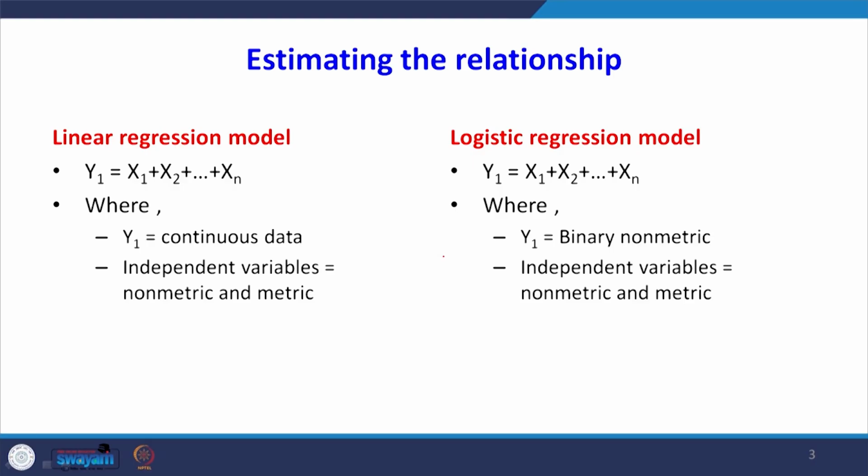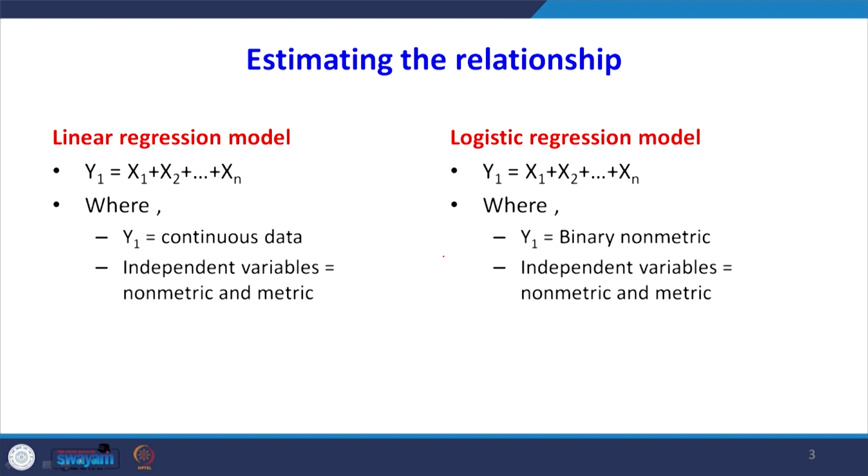We will see the first difference, estimating the relationship. When you look at the linear regression model, we used to write y1 equal to x1 plus x2 plus and so on up to xn, where y1 is continuous data, that is the dependent variable, and x1, x2 are independent variables. These independent variables can be continuous, which we can call metric, or they may be discrete, which we can call non-metric. In the linear regression model, if the independent variable is a discrete variable, we can use the concept of dummy variable regression.